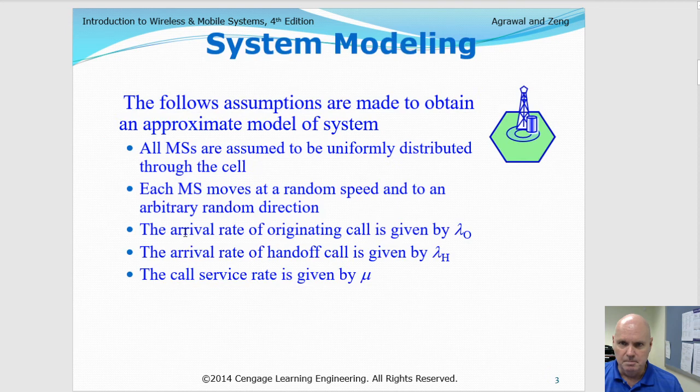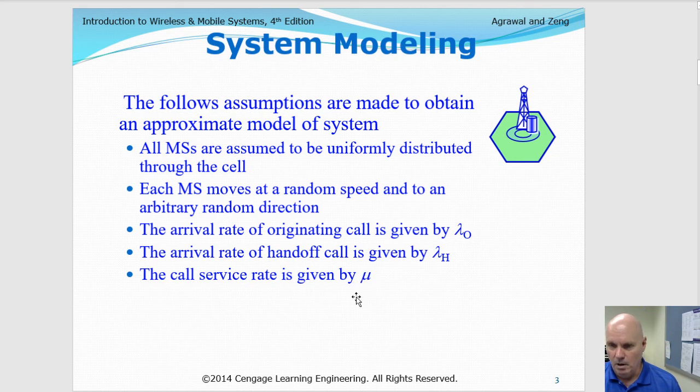So in this system modeling problem, our assumptions are that the mobile stations are uniformly distributed throughout the cell, and each is moving at a random speed in a random direction. There are two arrival methods. One is users who are in the cell who start to make a call. That's called originating a call. Those arrival rates are given by lambda 0 here. So that would be like 3 calls per hour.